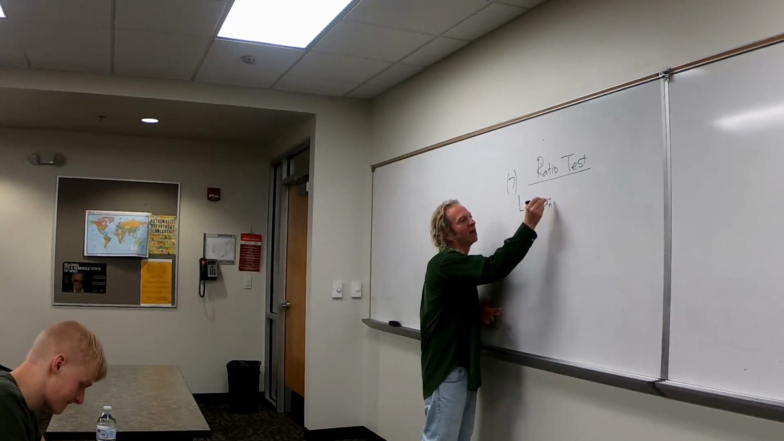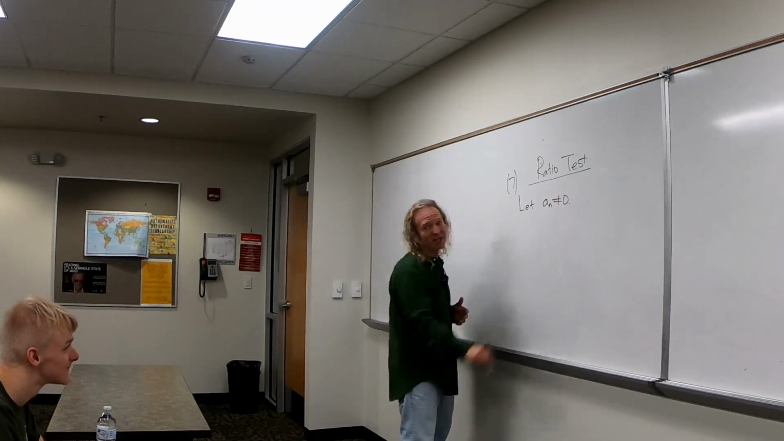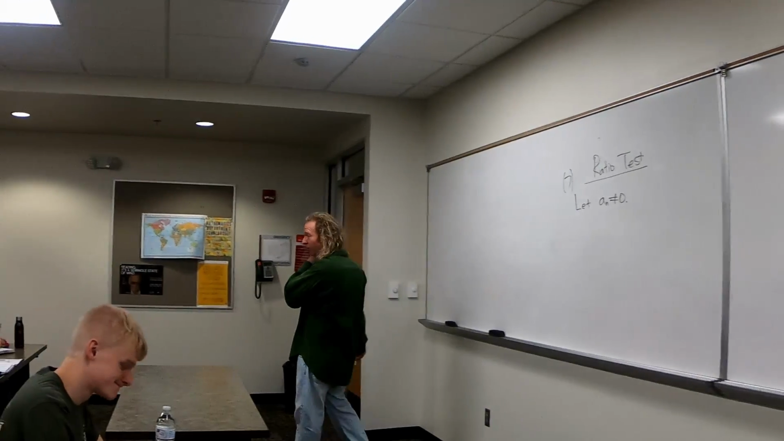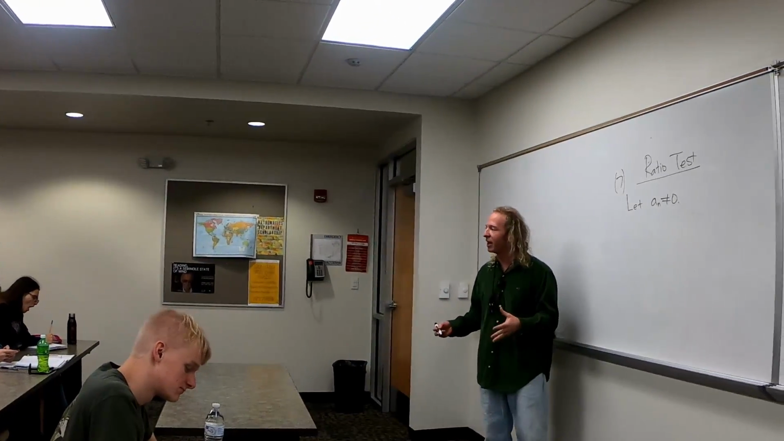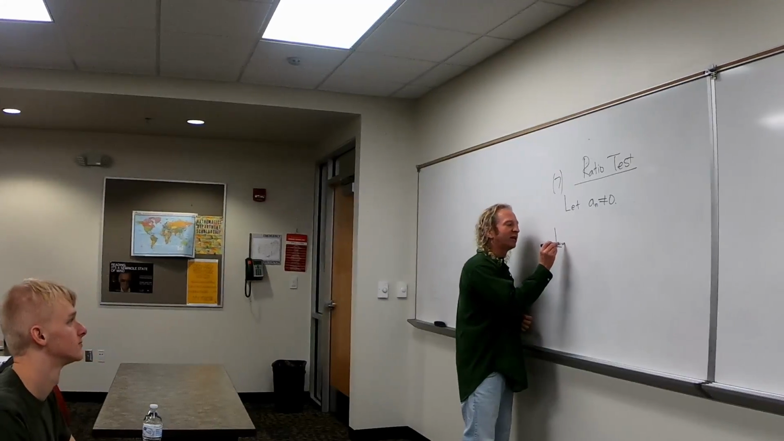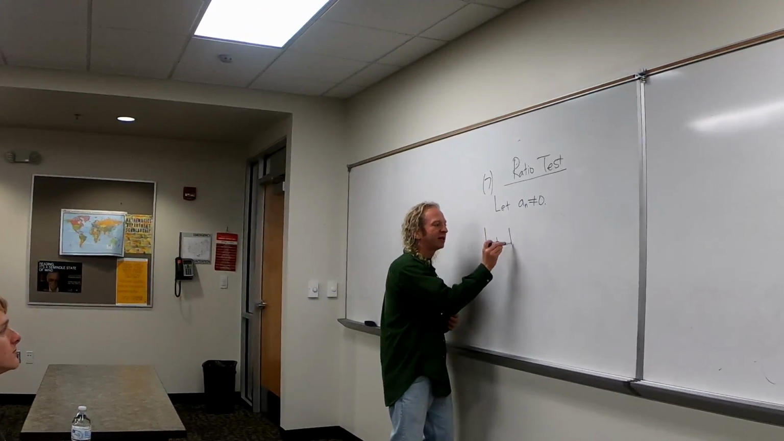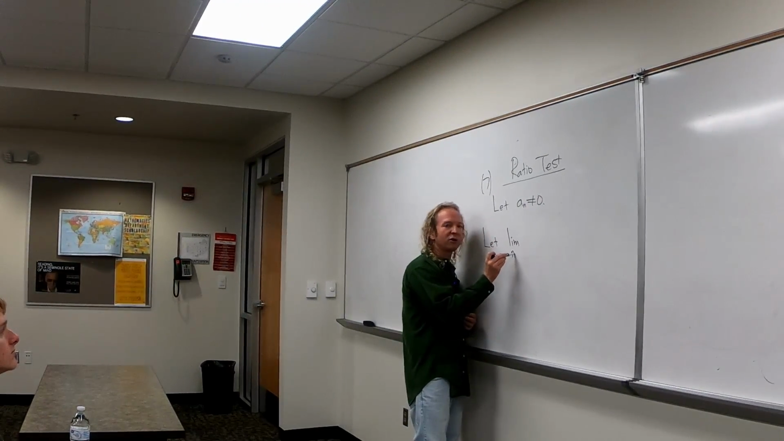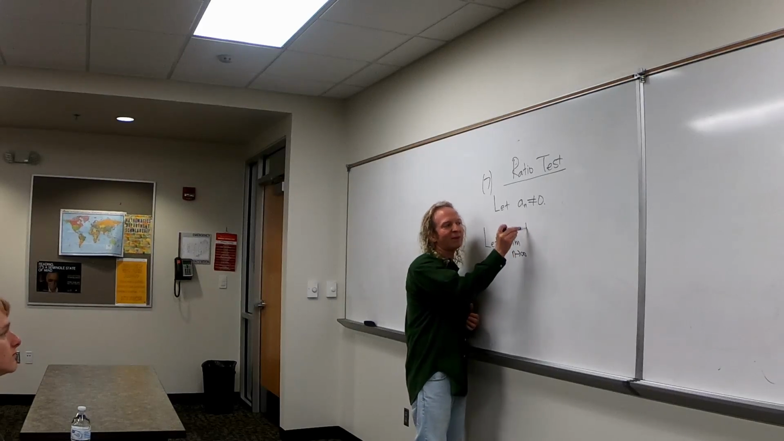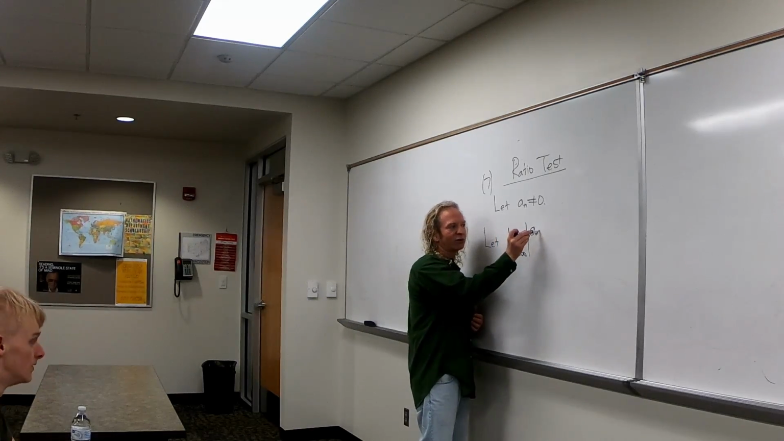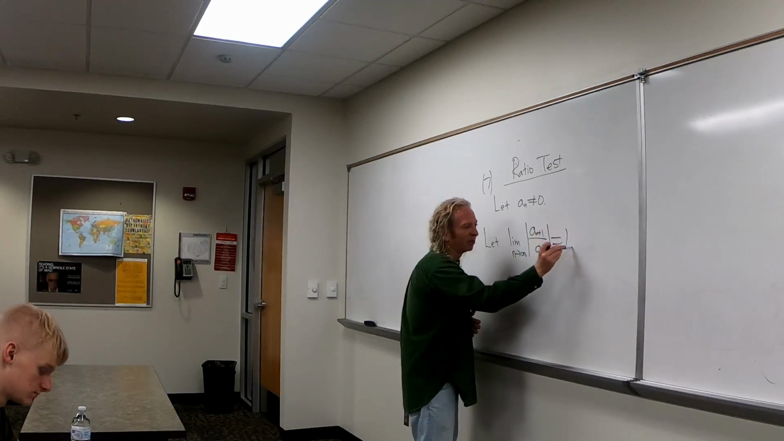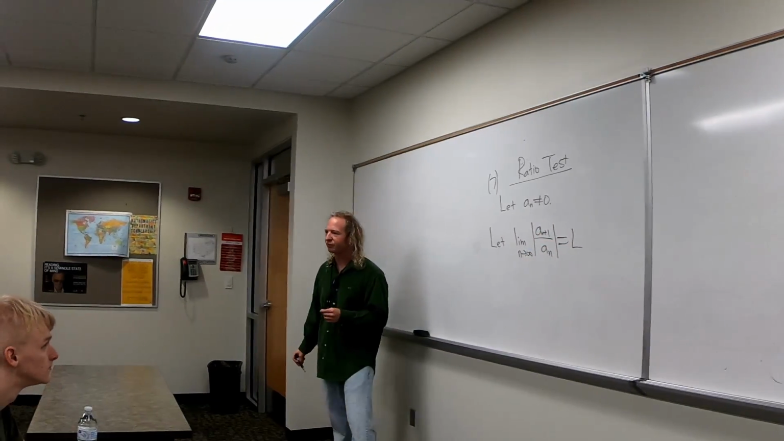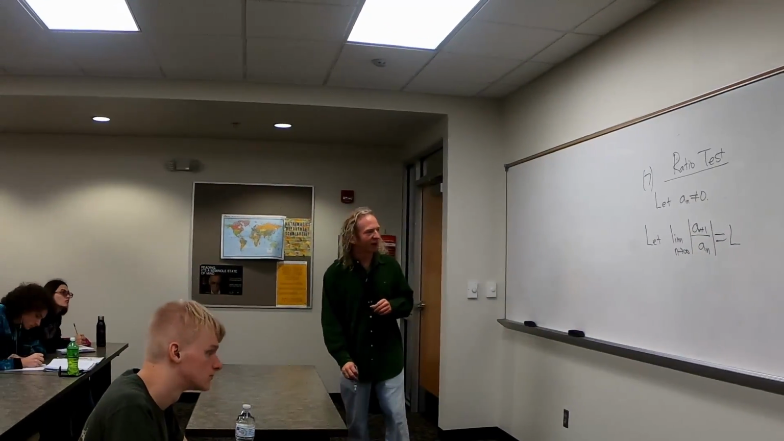A sub n not equal to 0. So a sub n cannot be 0, and the reason it can't be 0 is because you're going to divide. So what you do is you take the limit as n goes to infinity of the absolute value of a sub n plus 1 over a sub n, and you set that equal to L.